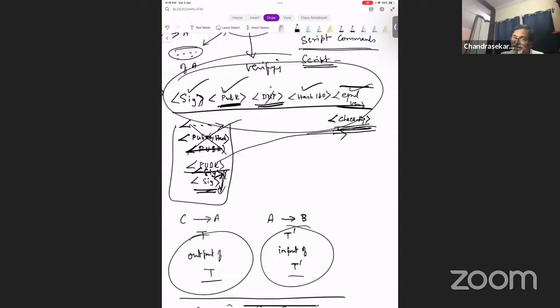How is that matching done? There is a simple verification process which pulls two pieces of information from the previous transaction and three pieces of information available in the current transaction, sequences them, and executes those 5 instructions in that order. That is the validation process of a transaction. That's what we have seen so far.